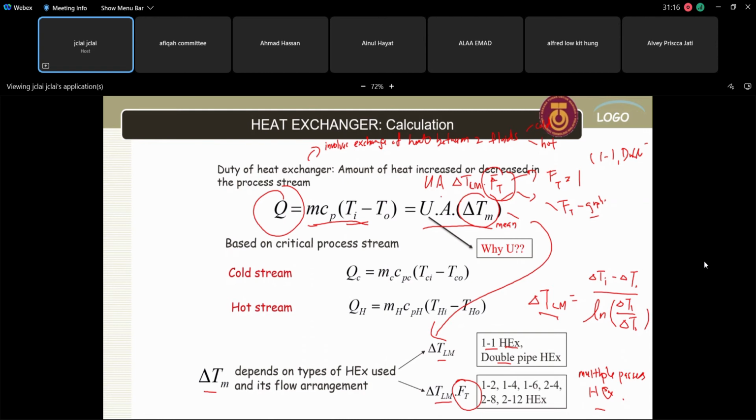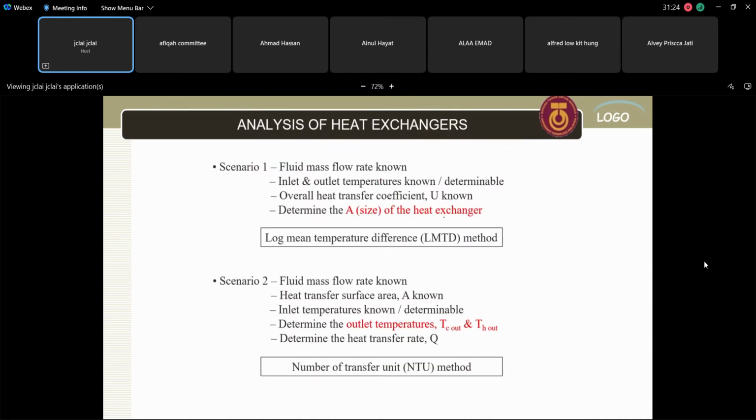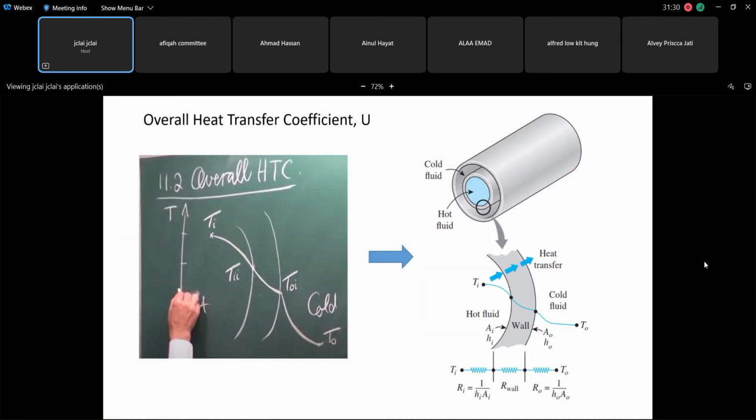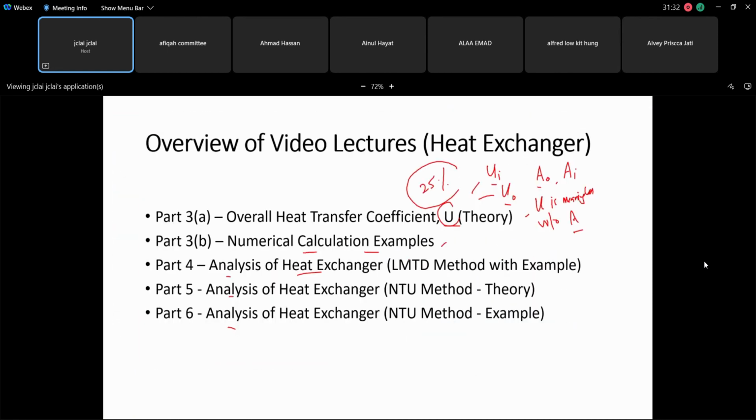It depends on what kind of information you were given, right? As mentioned, there are two methods for analysis of heat exchanger. One is called the LMTD method. Another is called the NTU method. LMTD is the log mean temperature difference method, right? NTU is the number of transfer units method. There are two methods you must learn. You must master these 2 methods of analysis of heat exchanger.